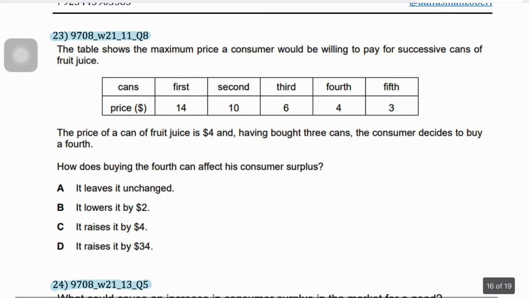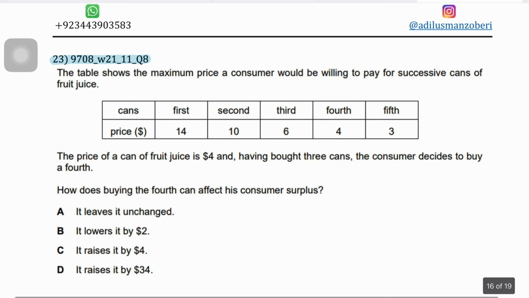Question number 23 says the table shows the maximum price a consumer would be willing to pay for successive cans of fruit juice. So you have different prices given for 5 cans, and the market price is $4. And here the price is reflecting what you are willing to pay. So for the first can, you're willing to pay $14, and you pay $4 only. So 10 is the consumer surplus. For the second, the consumer surplus would be 6. For the third, the consumer surplus would be 2. And for the fourth, there won't be any consumer surplus.